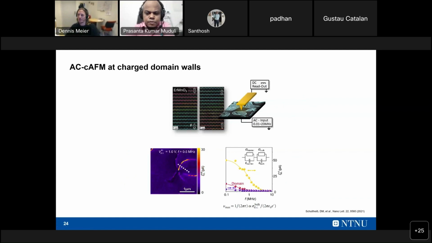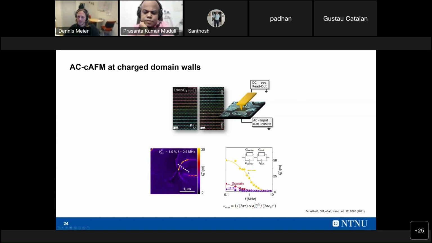We played the same game also for charged domain walls. Here you see again tail-to-tail and head-to-head domain walls. And if we measure their response in this AC CFM, as we call it, you see that we have enhanced conduction or enhanced signal at the tail-to-tail walls and reduced at the head-to-head walls. So if I now follow that again as a function of frequency, you see that the frequency drop for the more conducting tail-to-tail walls occurs at larger frequencies than for the domain and much larger than for the head-to-head. This can easily be explained by their intrinsic conduction because the drop frequency, that's also known for bulk systems, depends linearly on the conductivity.